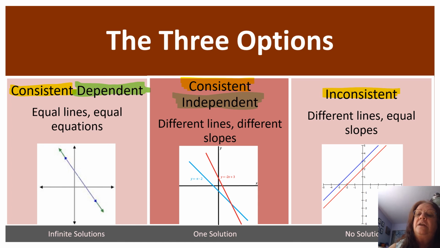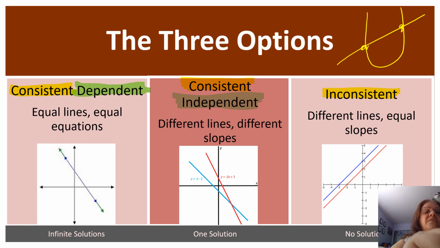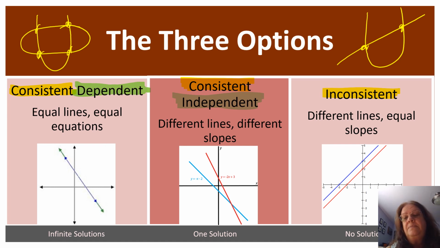Okay, real quick, I wanted to show you with lines, this consistent independent thing is only one solution. But if I have a parabola and a line, I could have two solutions. If I have a parabola and an ellipse, I could have four solutions. Okay? So those would still be consistent independent, even though there's more than one solution. Right now we're dealing with just lines, so you have just one solution. Okay, and we're done.